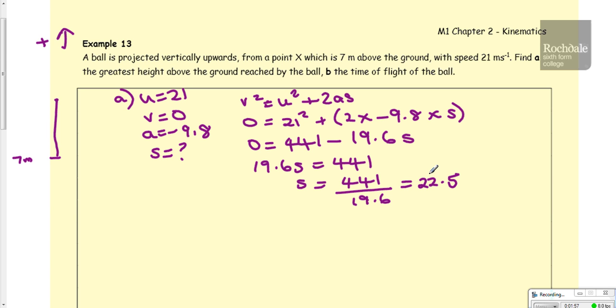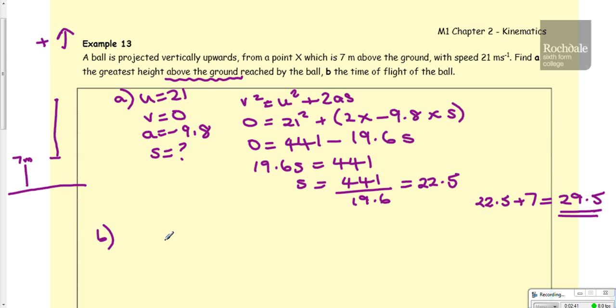Now, if you read the question carefully, it says find the greatest height above the ground reached by the ball. Now, we've got to be a little bit careful because we started 7 meters above the ground. So, if I want to know where this point at the top of the motion is, it's 22.5 meters above the starting point, but it started 7 meters above the ground. So actually, it's 22.5 meters plus the 7 meters we already were above the ground. So it actually ends up 29.5 meters above the ground. So it's really, really important to read the question above the ground in that case.